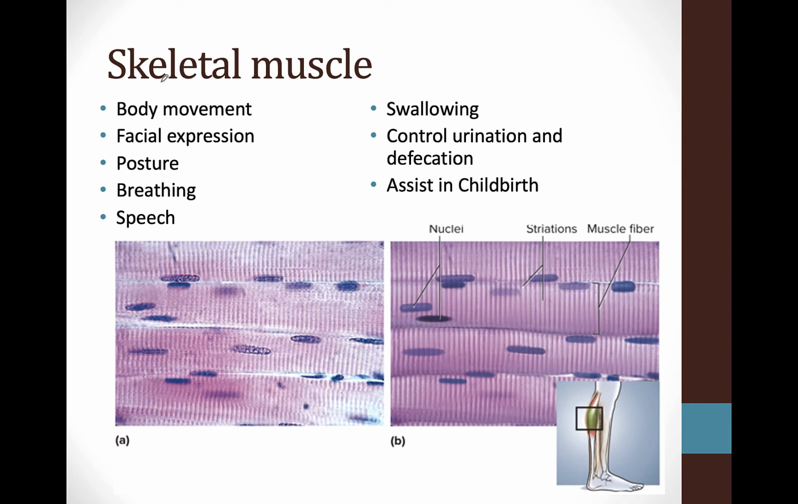And skeletal muscle is found all over the body attached to our skeleton. So it's going to be what we call a voluntary muscle. So think about this. Move your hand. Are you able to do it? Yes. Because the muscles that move your hand are voluntary. Your brain has control over them.